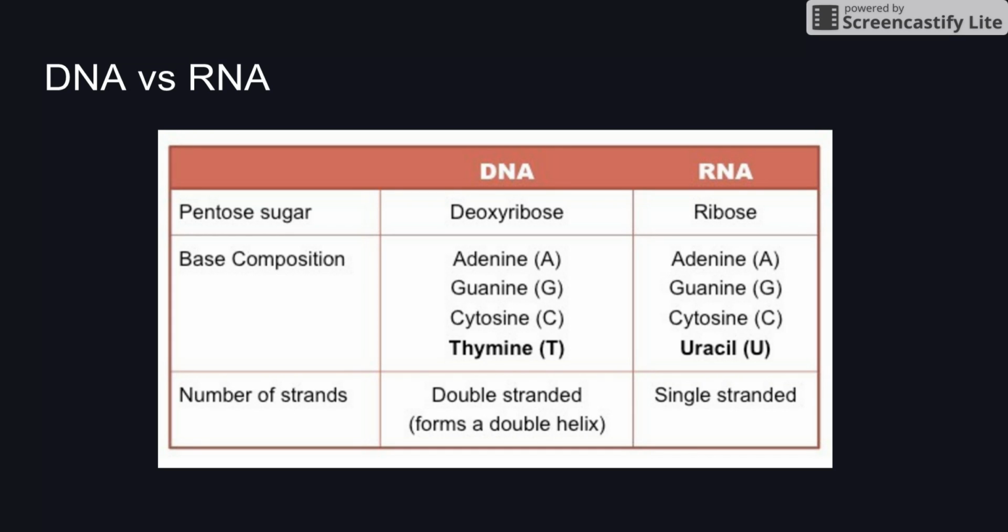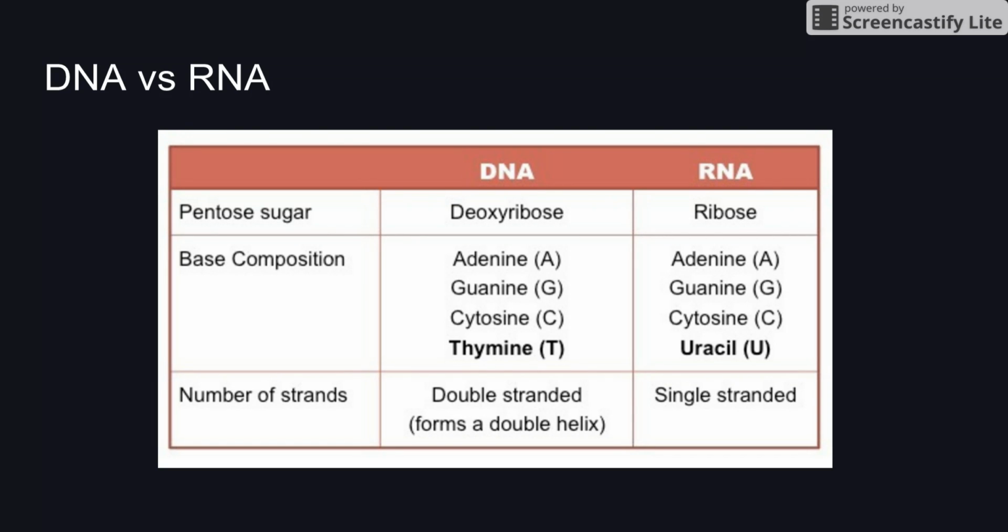RNA is ribose sugar. When it comes to the bases, they both have adenine, they both have guanine, and they both have cytosine. It's only that fourth one that's different. So DNA has that T that we call thymine, and RNA has the U that we call uracil. So there's never any T's in RNA.